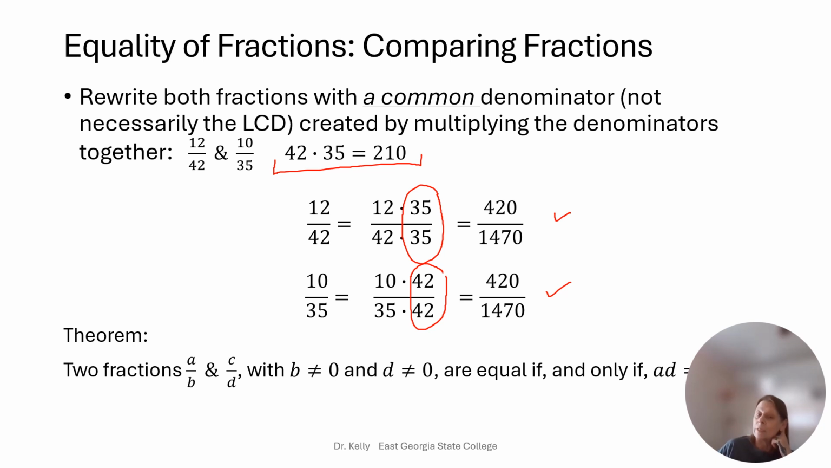So that kind of brings us to this theorem that clearly my head is in the way of, so I will write the rest of the theorem down here, and it says that two fractions a over b and c over d, with b not equal to 0 and d not equal to 0, are equal if and only if a times d is equal to b times c.